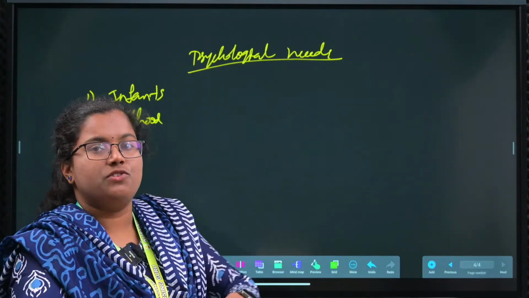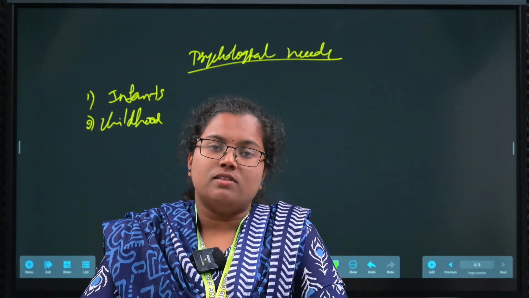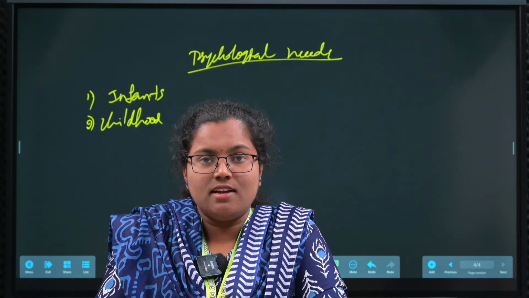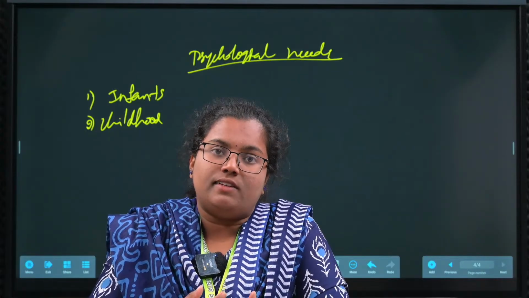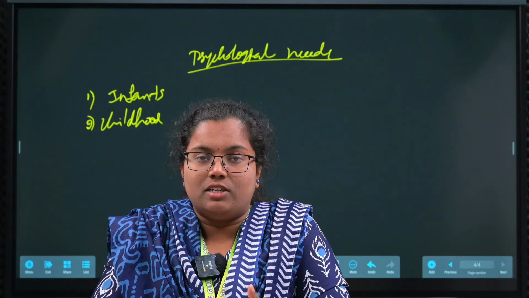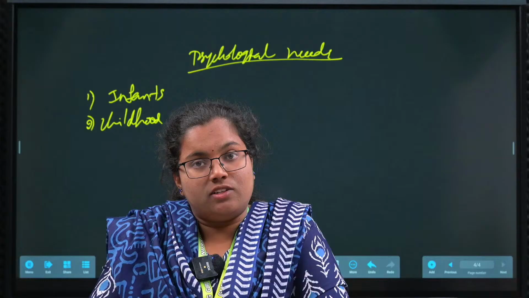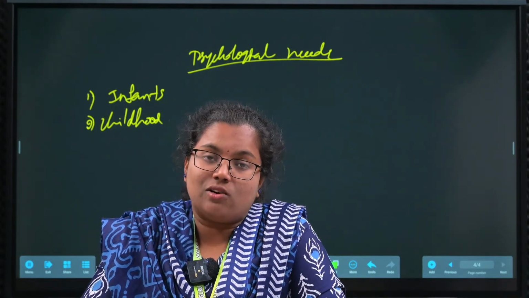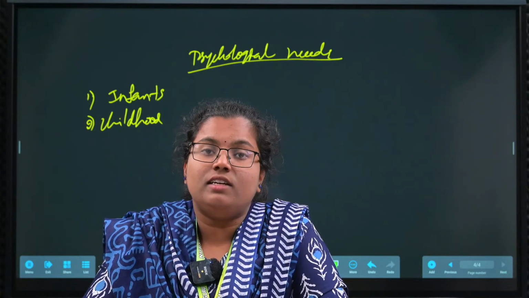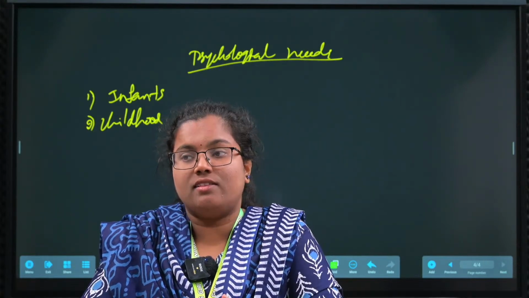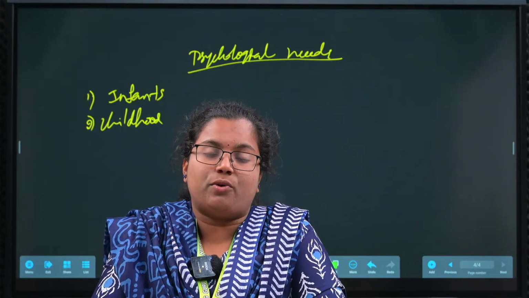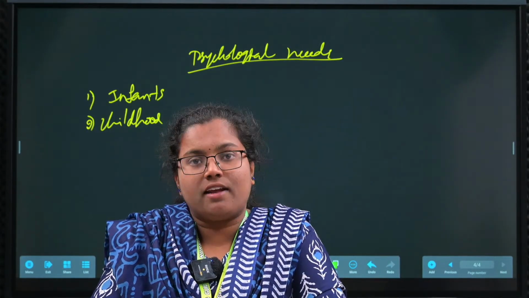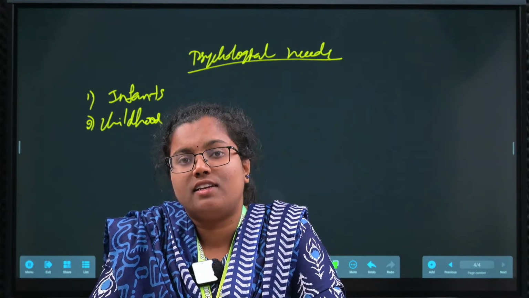Second one is childhood. In childhood, it is almost similar. Children need love, affection, connection, bonding, protection, nutrition, and nourishment. These are all the psychological needs of children. They are expecting protection, nourishment, nutrition, understanding, love, affection, care, safety, and security. Everything they need here.